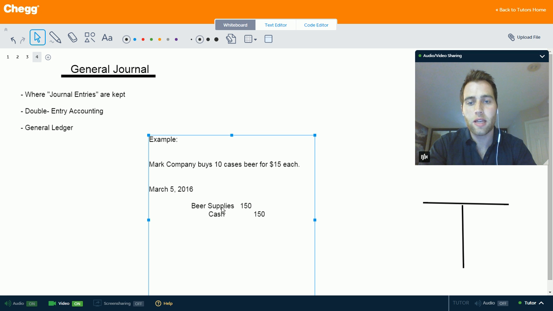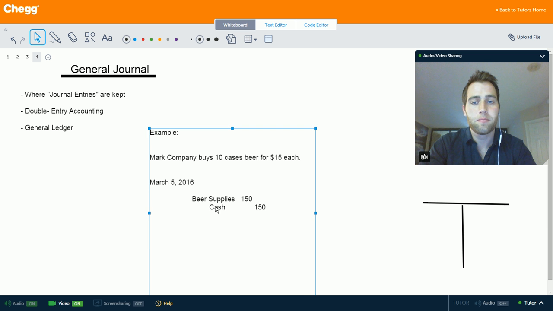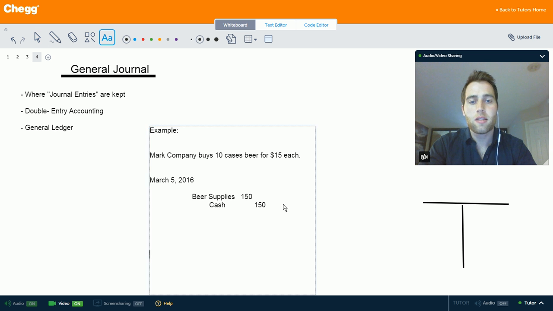And you'll see that I indented cash a little bit. See how it's to the right of beer supplies, below and to the right? That's how you know it's a credit. You want to indent all your credits like that. Generally, debits are going to be on top and to the left, and credits will be to the bottom to the right. Okay, and that's how you would buy an asset.